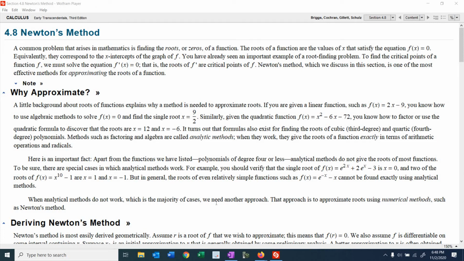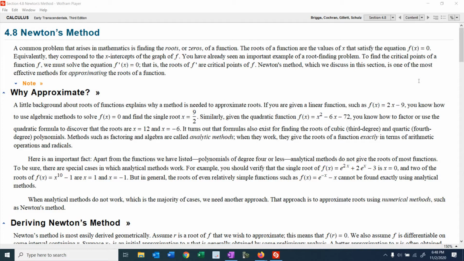Hello again. In this video, we're going to talk about Newton's method. Now, Newton's method is what is known as a numerical method, and it's a numerical method that we can use to approximate the x-intercepts for functions. By now, you're used to finding x-intercepts for functions, but up to this point, you've probably never used numerical methods to find the x-intercepts.